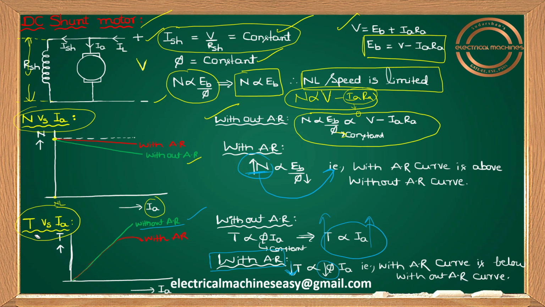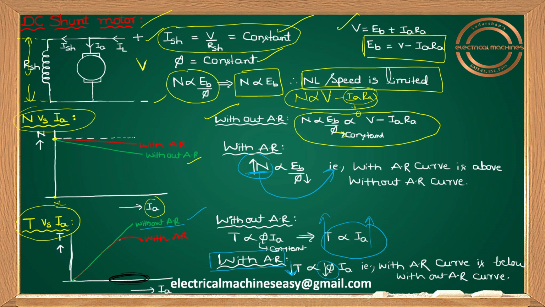Please try to draw the variation of torque the same for without armature reaction and with armature reaction. But where it is more dominant, at large load conditions, at large IA values, the armature reaction effect is more, the demagnetizing effect is more, the reduction of flux is more, and torque will reduce.